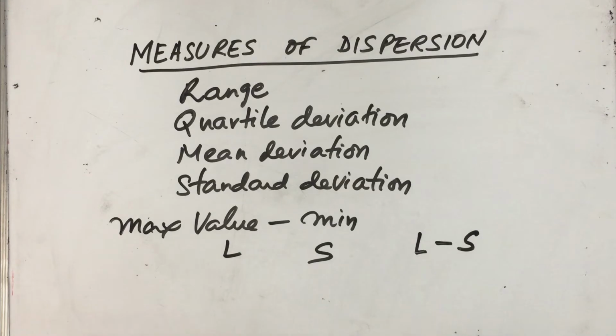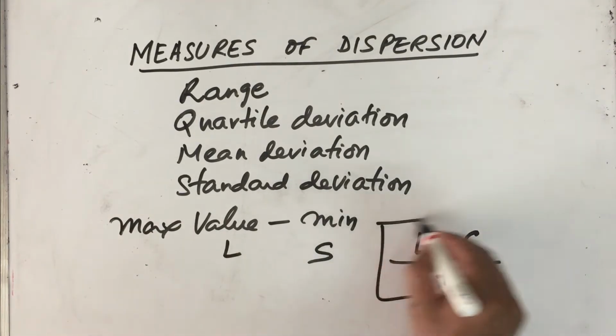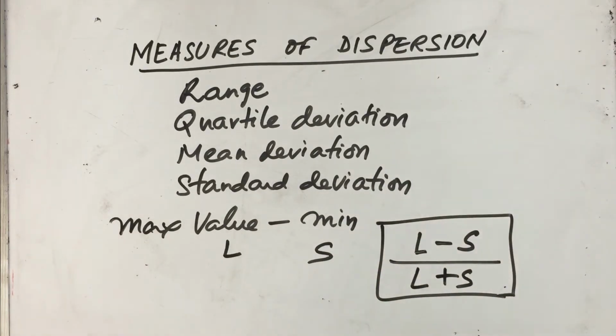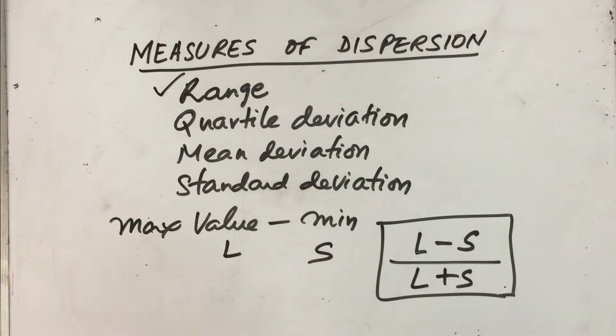There is another concept that is called coefficient of range. The coefficient of range is L minus S divided by L plus S. So this is how we calculate coefficient of range. With this understanding, range is done. The next topic is quartile deviation.